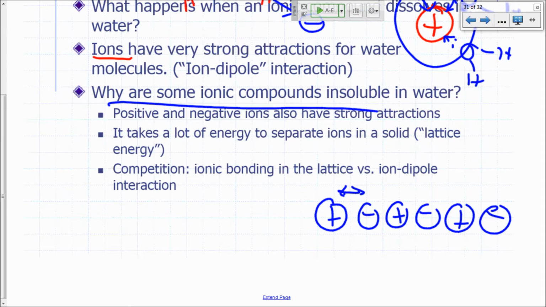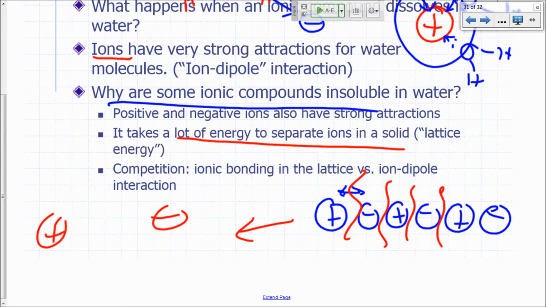For them to actually spread out in the water and be surrounded by water molecules, the first thing you need to do is break those ionic bonds between them. So in some cases, the attractions among the ions themselves are so much stronger, they'd rather be by themselves than mingle with the water molecules. So you need energy to separate the ions in a solid. The energy you need to separate these ions from the solid to the gas phase, that's known as the lattice energy.